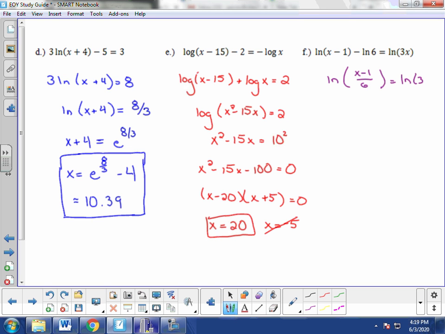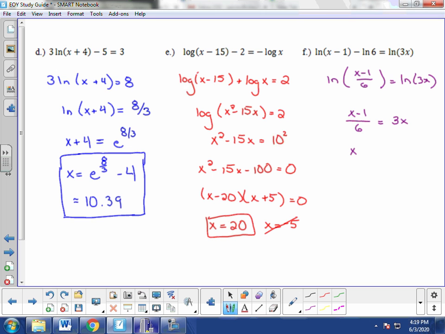Now, if both sides of an equation have a logarithm of the same base, we can use the uniqueness property here to basically eliminate the logarithms. If I have two logarithms of the same base that are equal, their input values have to be equal. So I can rewrite this as x minus 1 equals 3x.